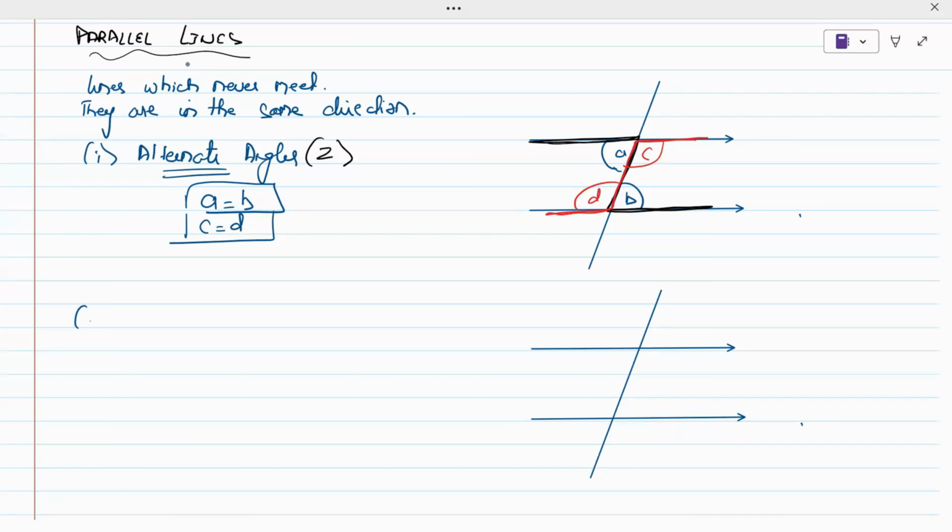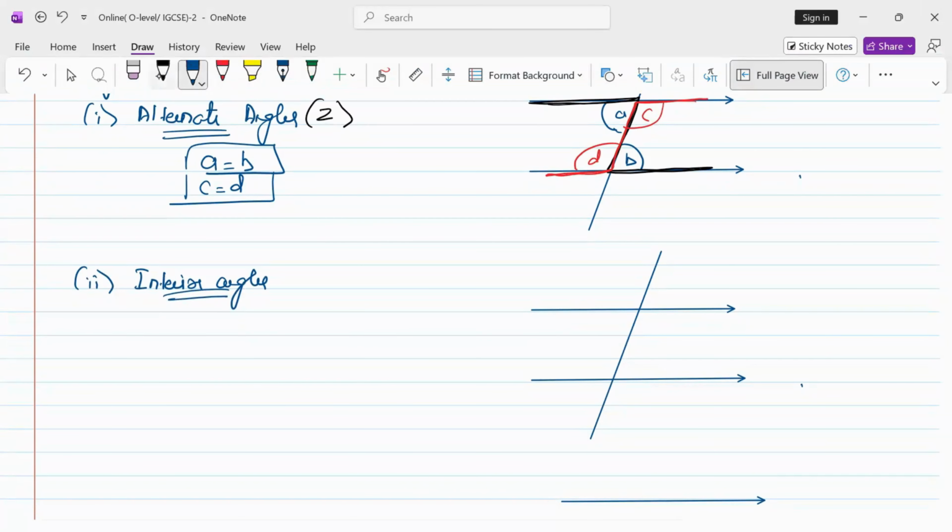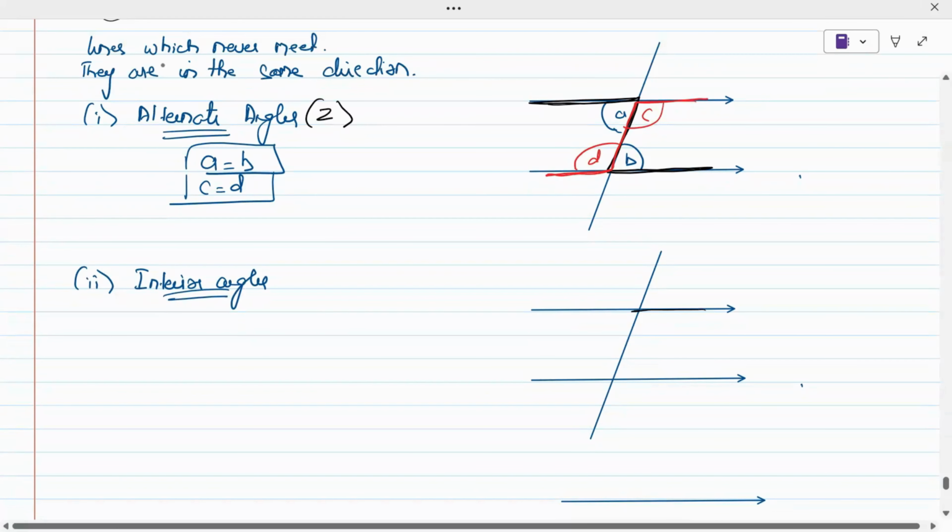Second is interior angles. Here again, there are two parallel lines and a third line cuts them. So you can always see the letter C being formed. This is a letter C.